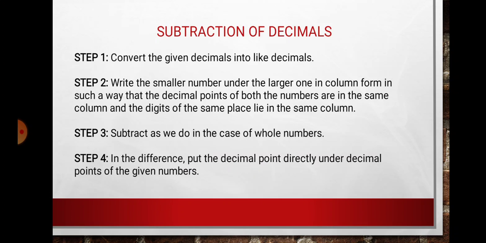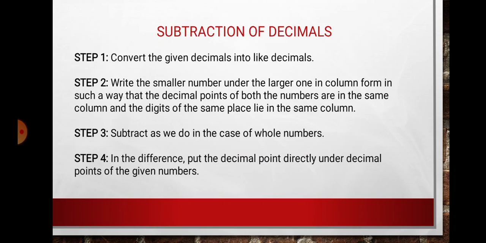Next, the last topic of this chapter is subtraction of decimals. As usual, the first step, first check whether all the numbers are like decimals. If not, convert the given decimals into like decimals. Step 2, write the smaller number under the larger one in column form in such a way that the decimal points of both the numbers are in the same column. That's a very important point.